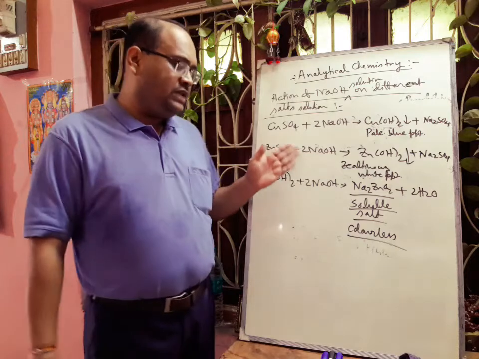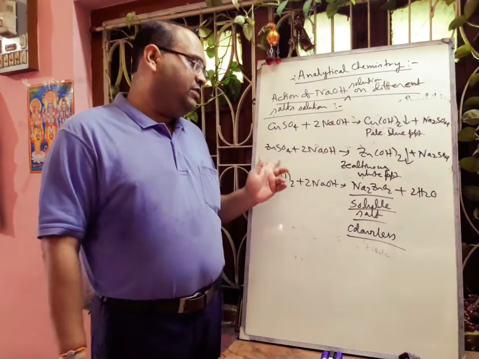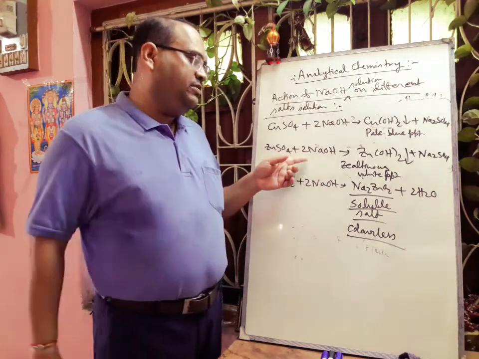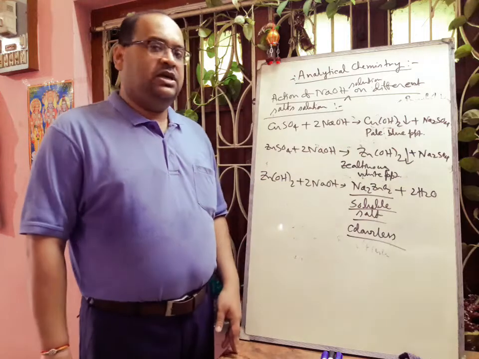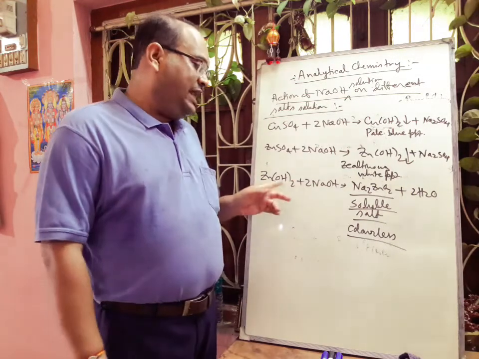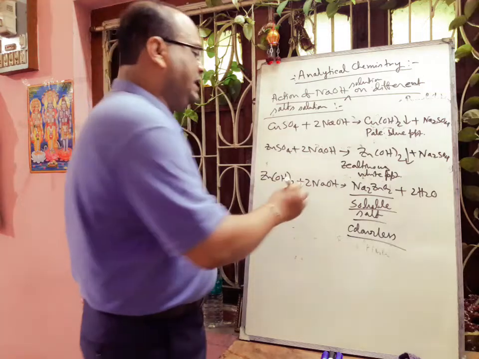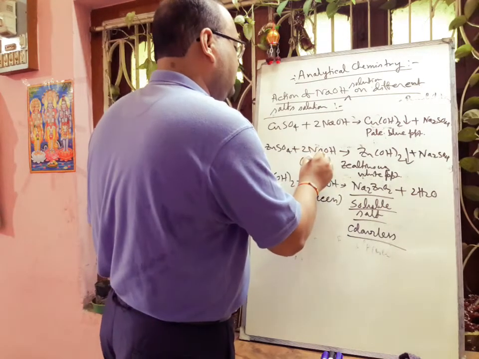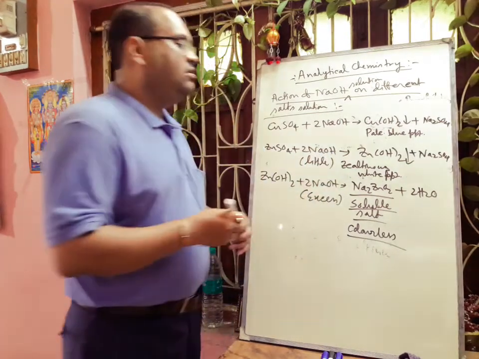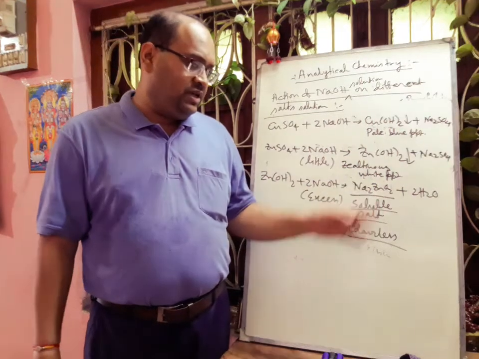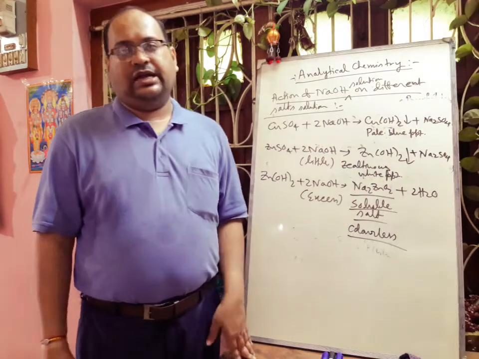So in this case, there is a different thing: whenever we are adding a little bit of NaOH or 2-3 drops of NaOH, first there will be formation of zinc hydroxide precipitate, a gelatinous precipitate. If we add excess NaOH, so here you have to write excess, here you have to add little, then what is happening? There will be formation of one complex salt, that is sodium zincate, and that is soluble and colorless.